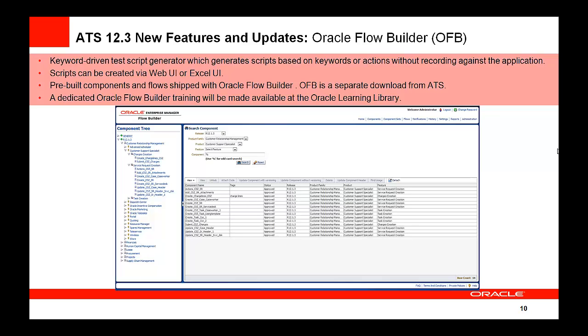In 12.3, we introduced Oracle Flow Builder, which is a keyword-driven test script generator, which generates scripts based on keywords. OpenScript for functional testing scripts can be created via the Web UI or Excel UI using pre-built components and flows shipped with Oracle Flow Builder. This is a separate download from ATS, and a dedicated training will be made available at the Oracle Learning Library.